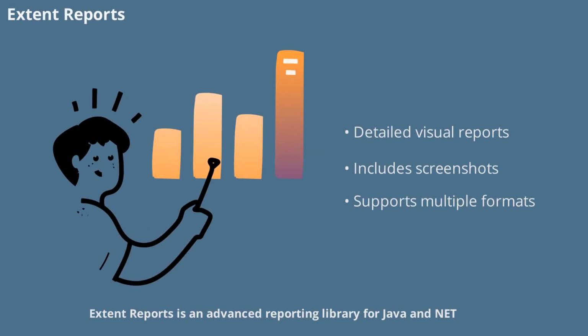Extent Reports is an advanced reporting library for Java and .NET. It generates detailed HTML, PDF, or email reports with charts, graphs, and screenshots of test failures. This level of detail helps teams quickly identify and address issues, making Extent Reports a favorite for comprehensive test reporting.